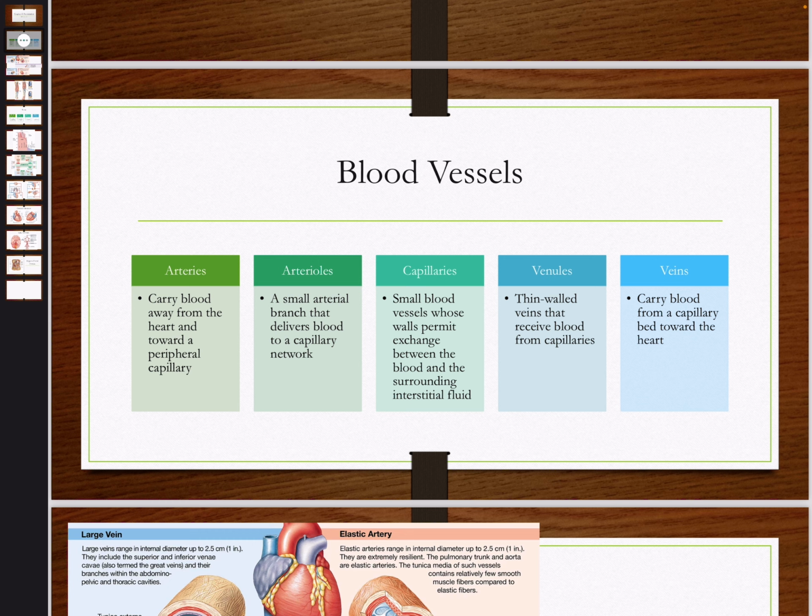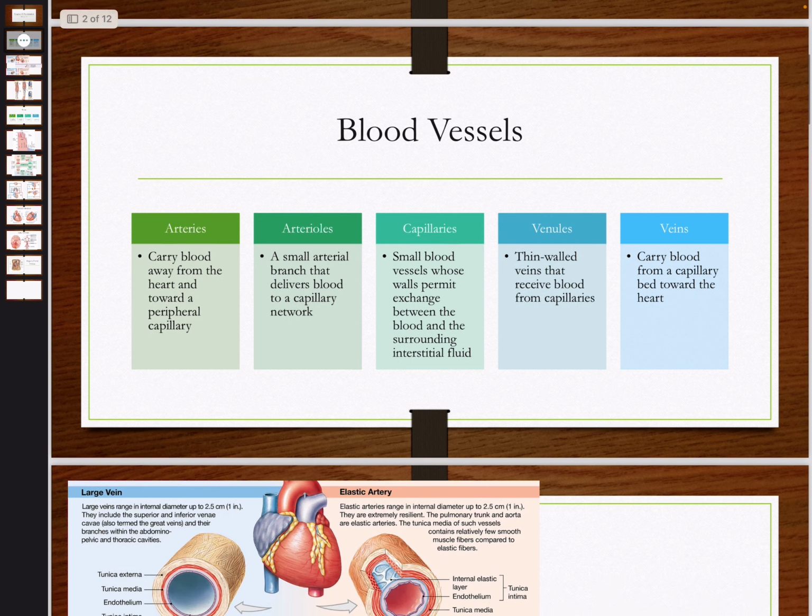Starting with our arteries, they are going to carry blood away from the heart and towards the peripheral capillary, while our arterioles are going to be the smaller arterial branches that deliver blood to a capillary network. Capillaries are going to be our smallest blood vessels, and they have walls that permit the exchange between blood and the surrounding interstitial fluid. We're going to have venules, which are the thin-walled veins that receive blood from capillaries, and veins, which of course carry blood from a capillary bed toward the heart.